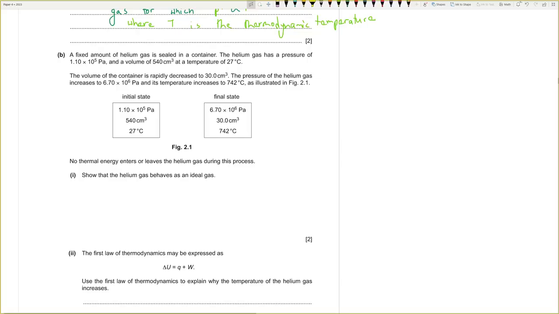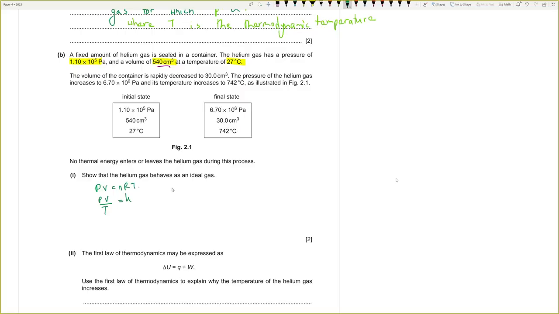A fixed amount of helium gas is sealed in a container. The helium gas has a pressure of 1.1 times 10 to the power 5 pascals, a volume of 540 cm cubed, and a temperature of 27 degrees Celsius. We need to convert these. Show that the helium behaves as an ideal gas. Okay, so you know that PV is equal to nRT, or PV by T is a constant, nR.